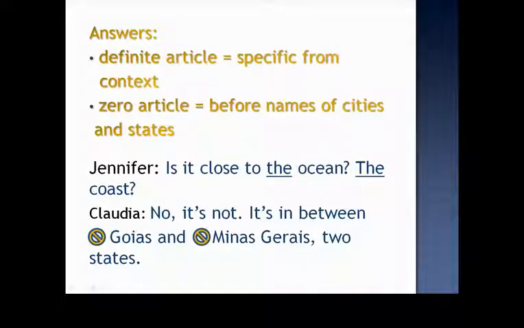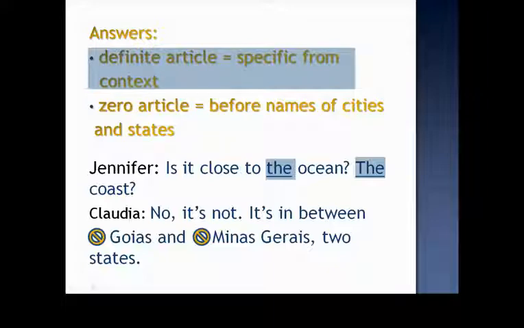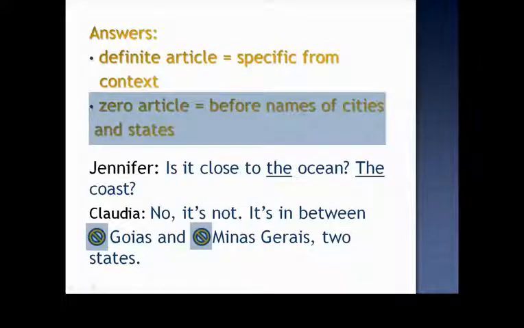You were correct if you predicted the ocean, the coast, because they're specific from context. They're understood. You were also correct if you used the zero article before the names of the 2 states.